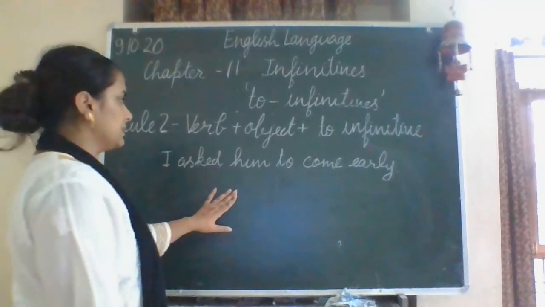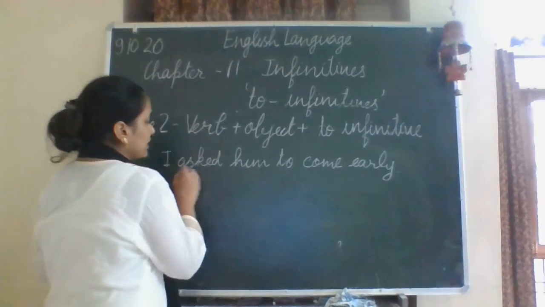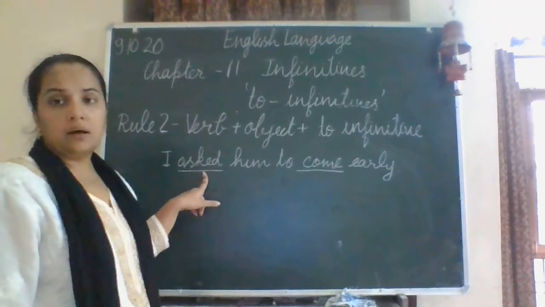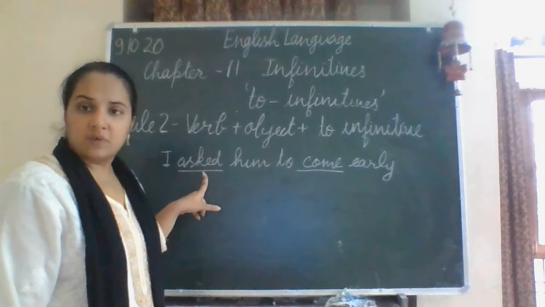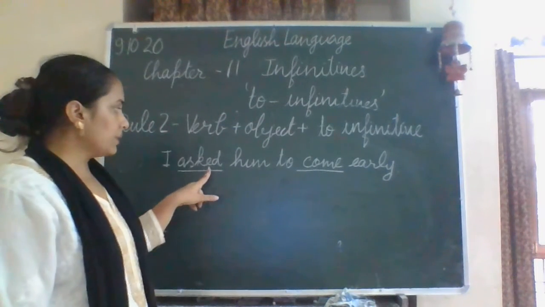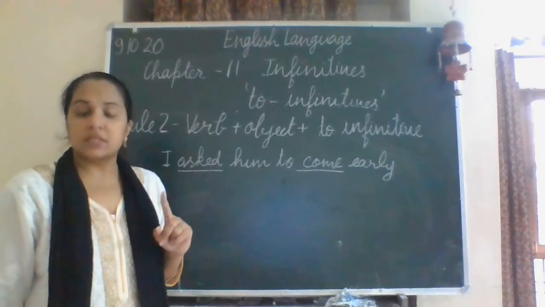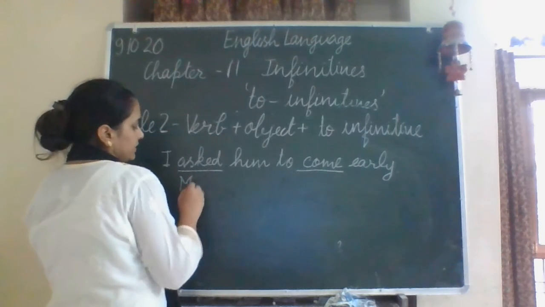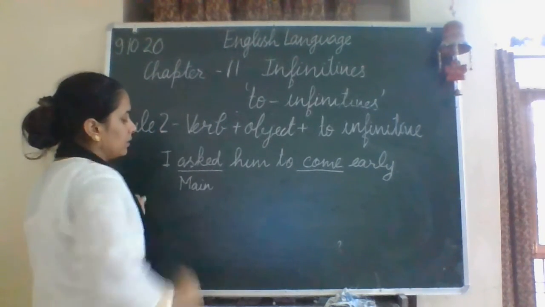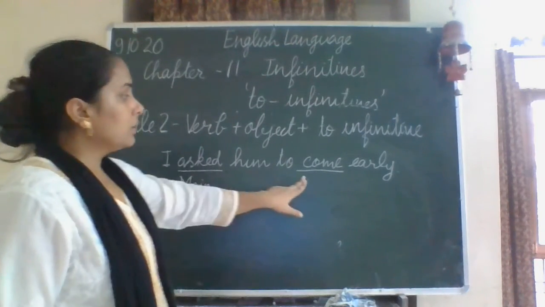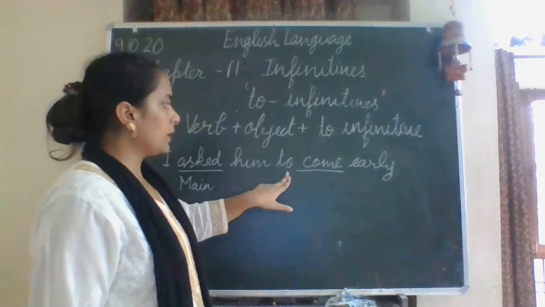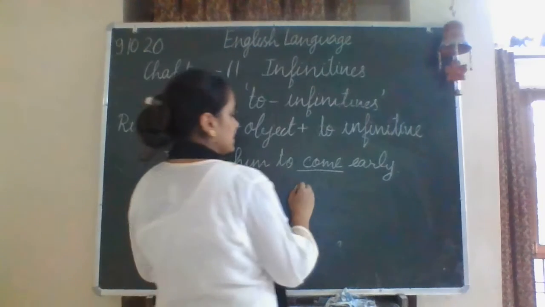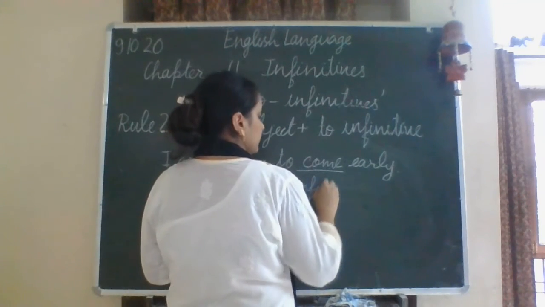Now here in this sentence again two verbs are used. The first verb is asked. The second verb is come. Asked is the past form of the base verb ask, and on the basis of this, we can determine the tense of the sentence. This is the simple past tense. So this is the main verb of the sentence. And come: you can see before come, we have used to. So this second verb is the infinitive of the sentence.